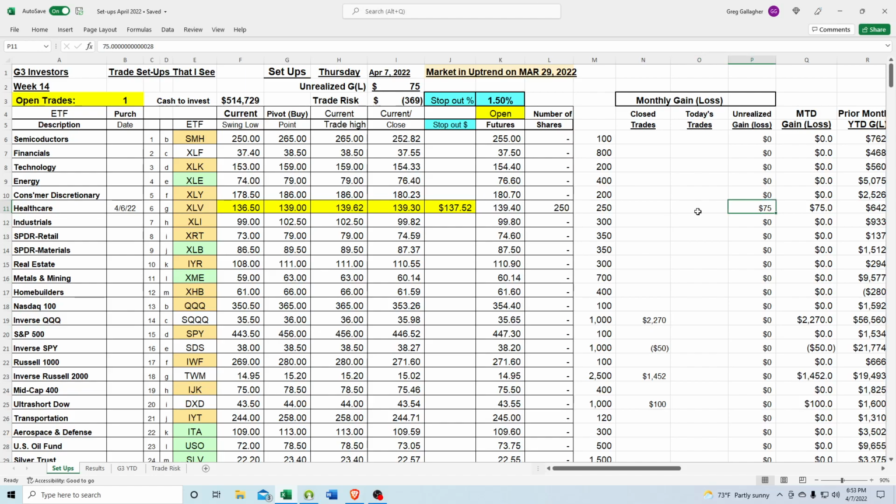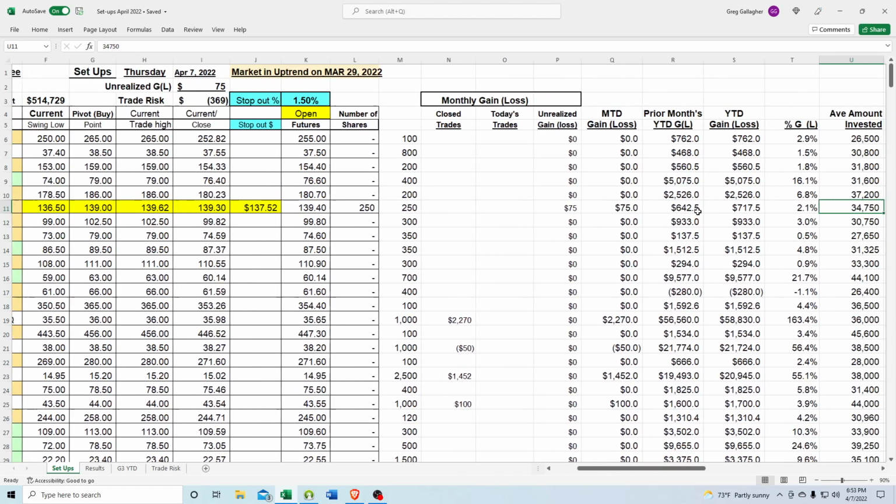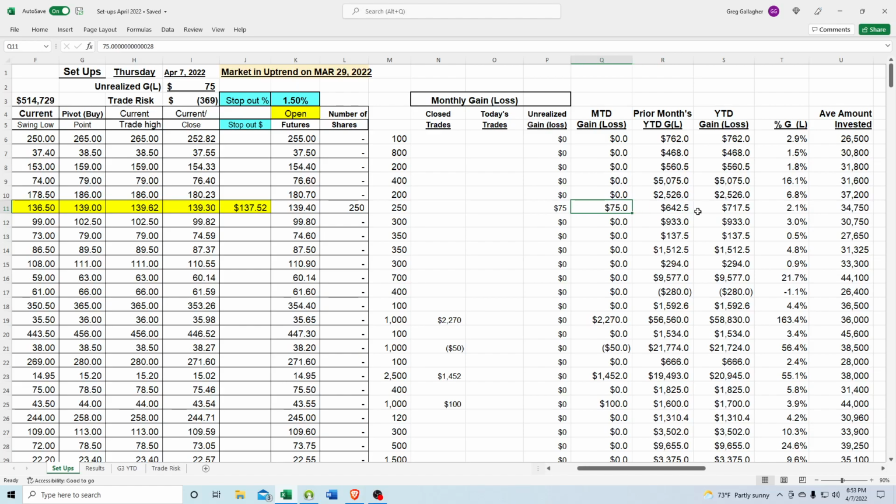And then if you go over here to the right, you can see the results of the trading. There's the prior month's gain or loss on that ETF. That's the year-to-date gain, and that's the average amount invested. It's just a calculation. So we've made 2.1% on that right now.